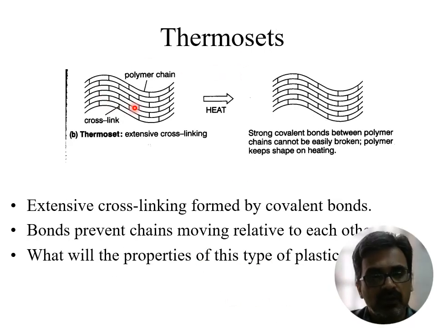In the case of thermosets, because of the cross links present, when we heat them, they do not soften, because of the strong covalent bonds between the polymer chains. Chains cannot be easily broken because of extensive cross linking, and the chains cannot slide over one another, which makes the polymers thermosets.